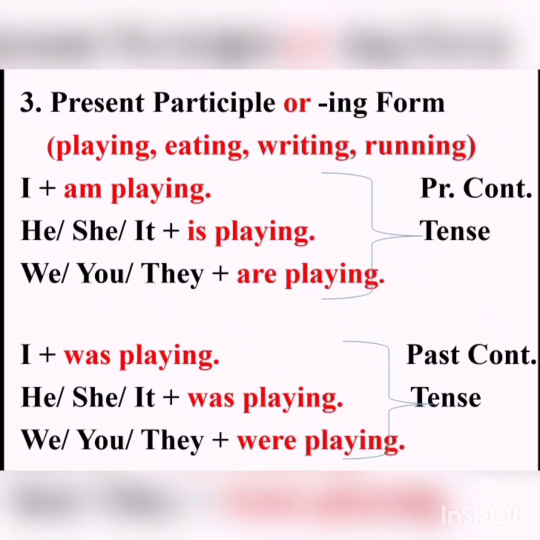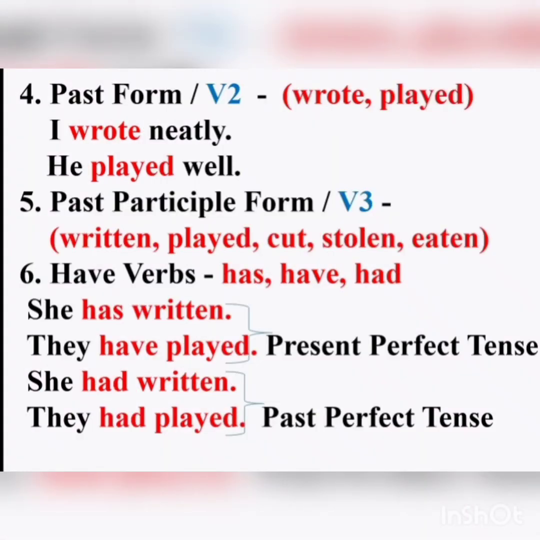And the third one is present participle or ing form. Present participle verb form அப்படிங்கிறது verb plus ing. Playing, eating, writing, running. You please kindly note that these verbs can never be used alone without an auxiliary verb. Here, these present participles should be preceded by be form verbs in order to make present continuous tense and past continuous tense. This clarity is very much needed for better understanding of tenses. Otherwise, you'll go wrong.